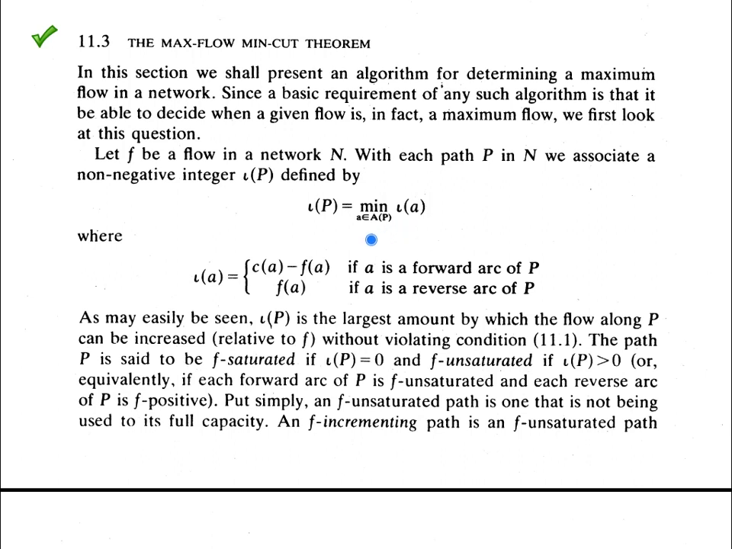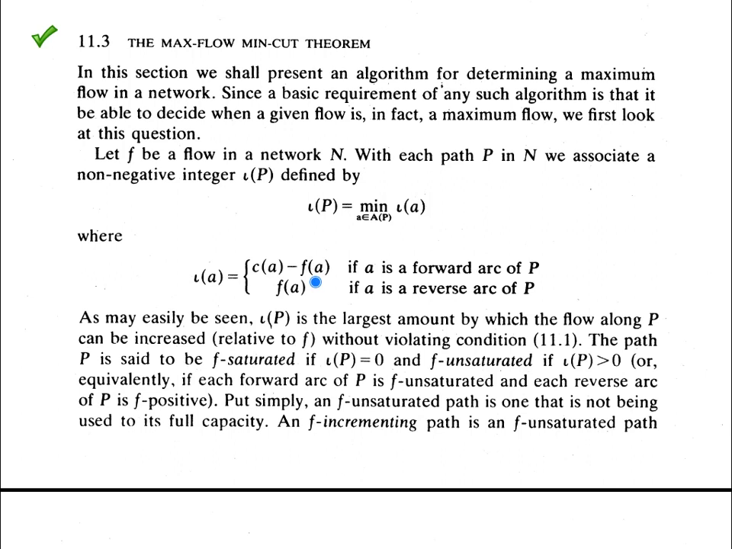The iota of the path will be the minimum of the iota of the arcs on that path, with the rules I'm going to show you. If A is a forward arc, meaning you are going from here to there and the arc A is in the wanted direction, then you take as iota of A, C of A minus F of A. So the difference between the capacity and the value of the flow.